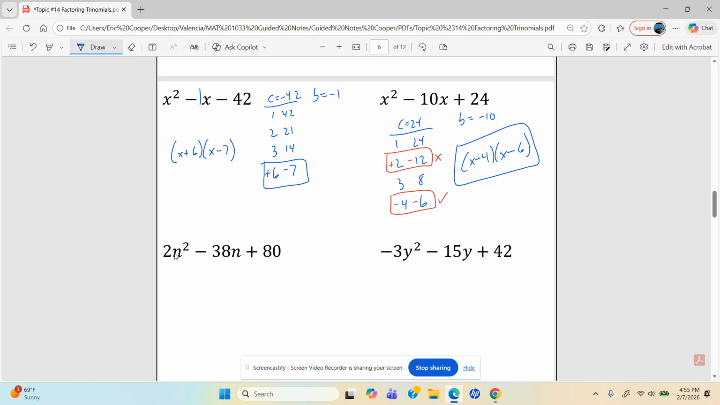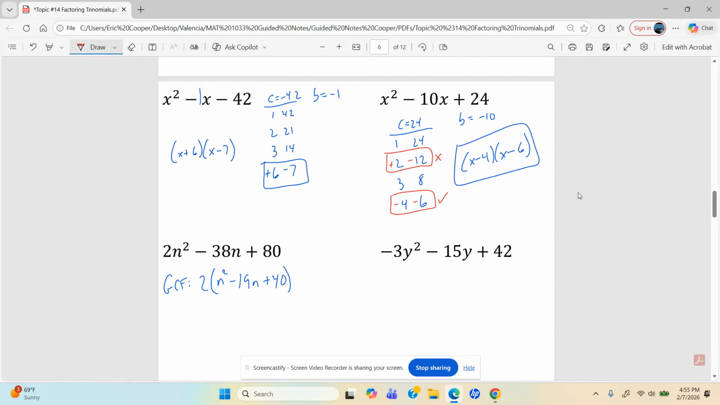Now, potential problem with the last two. You'll notice A is not a 1 anymore, so we can't use the A equals 1 method. However, we notice that this is a 2, and all of these are multiples of 2. So in fact, we can take out a 2 as a GCF. So we're going to divide all the terms by 2. 2n squared divided by 2 is just n squared. Negative 38 divided by 2 is negative 19n. And 80 divided by 2 is 40.